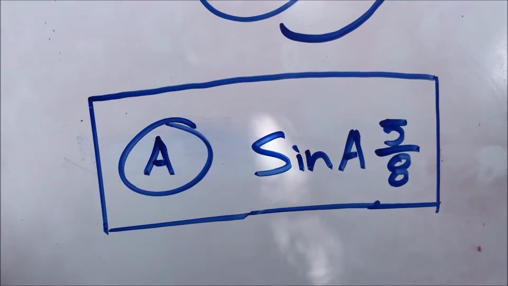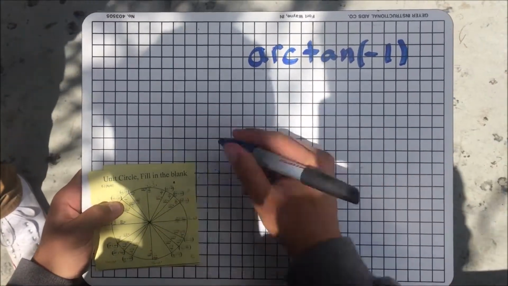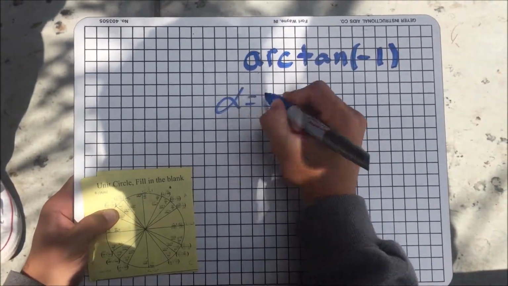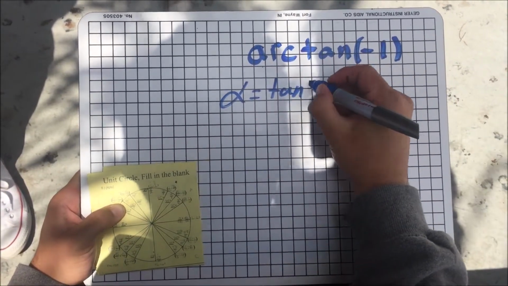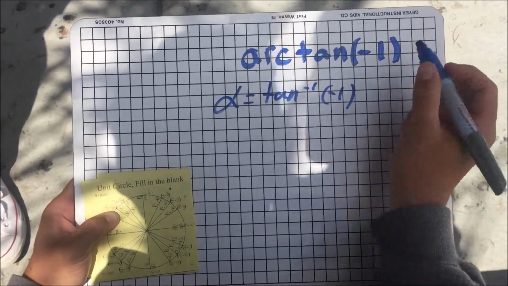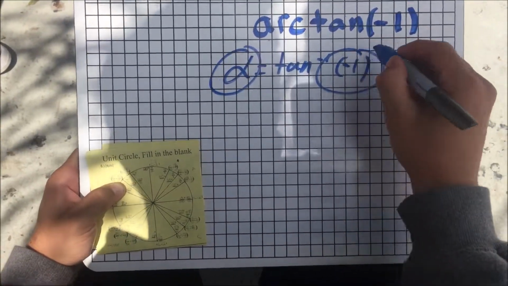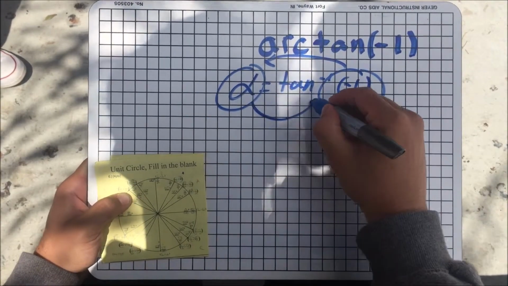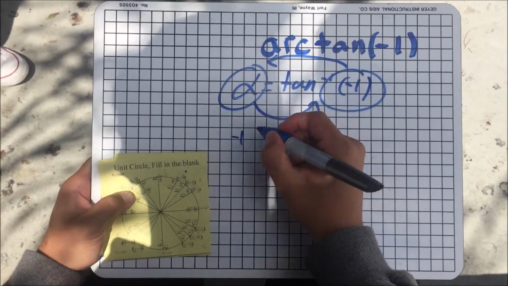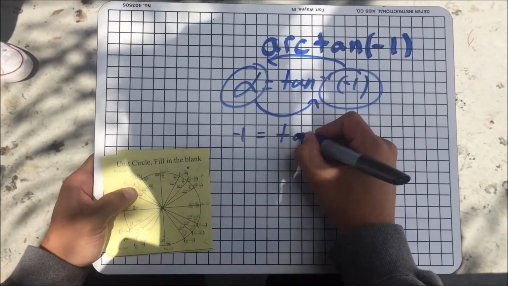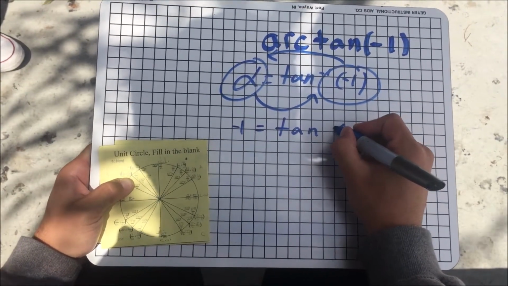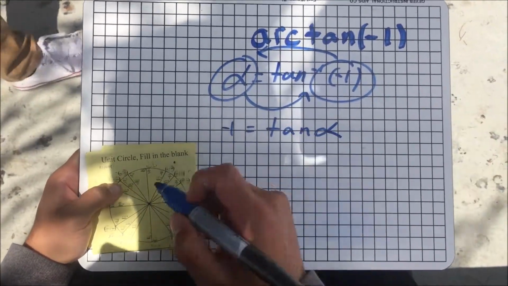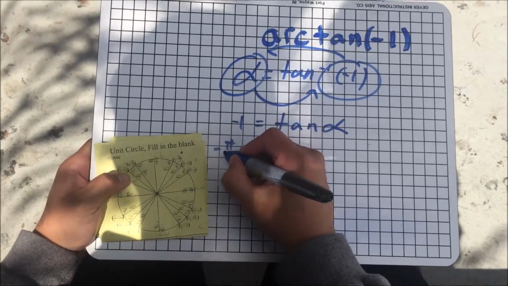Alright, so first we got to make it an equation with alpha and make it an inverse. Then obviously you got to flip them. So you got -1 equals tan of alpha. Alright, so tan's going to be the range from that.